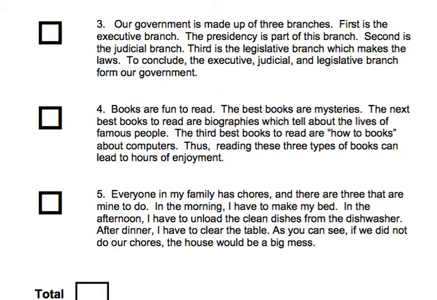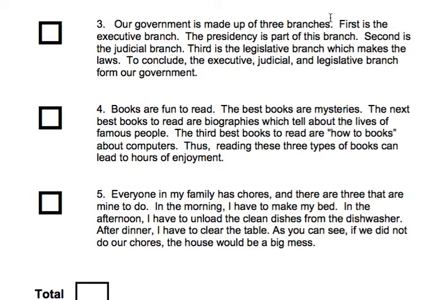Our government is made up of 3 branches. First is the executive branch. The presidency is part of this branch. Second is the judicial branch. Third is the legislative branch, which makes the laws. To conclude, the executive, judicial, and legislative branch form our government.